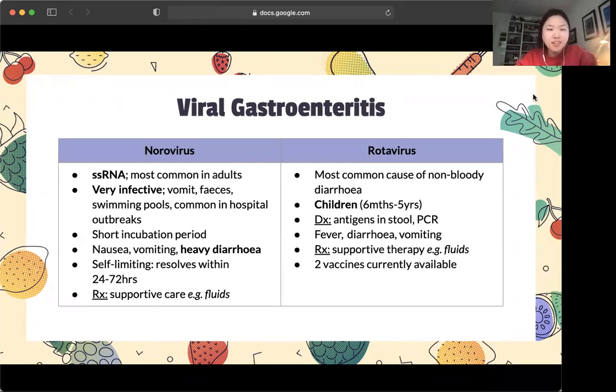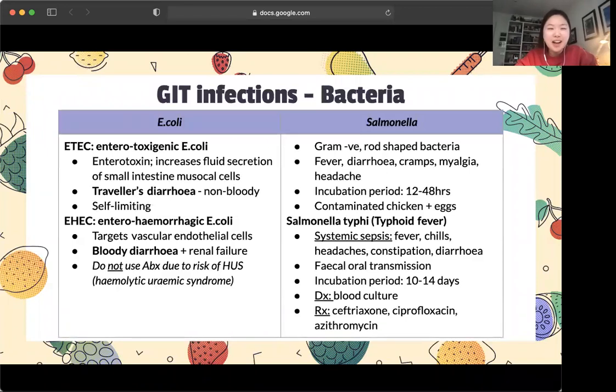Cool, let's move on. I'm trying to get through this quickly. GIT infections in terms of bacteria. We've got E. coli and salmonella. The main thing to know for E. coli is that you've got 2 different types. You've got traveler's diarrhea, which is non-bloody, and that's the enterotoxin caused one. And then you've got the hemorrhagic E. coli, which is your bloody diarrhea. Just know with that one, don't give them antibiotics because you risk developing hemolytic uremic syndrome.